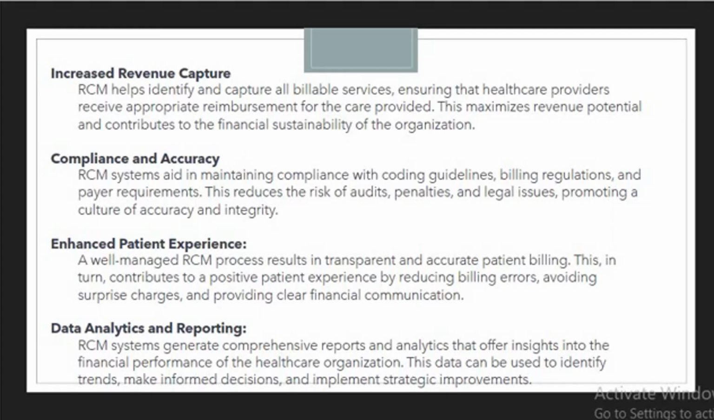Then comes compliance and accuracy. What does it mean? RCM systems aid in maintaining compliance with coding guidelines, billing regulations and payer requirements. This reduces the risk of audit, penalties and legal issues, promoting a culture of accuracy and integrity. So if you are following proper guidelines, you are taking care of billing regulations and the requirements of the payer, then it will for sure reduce the risk of audit, penalties and legal issues. And this promotes the culture of accuracy and integrity.